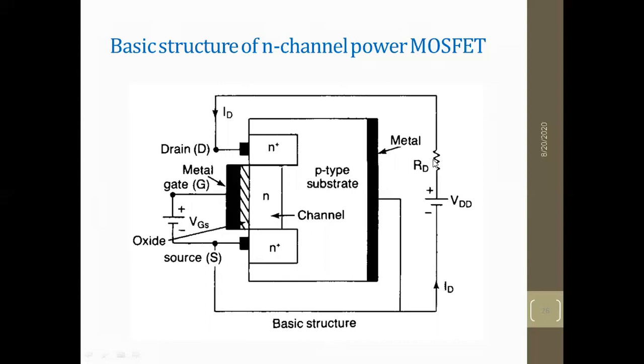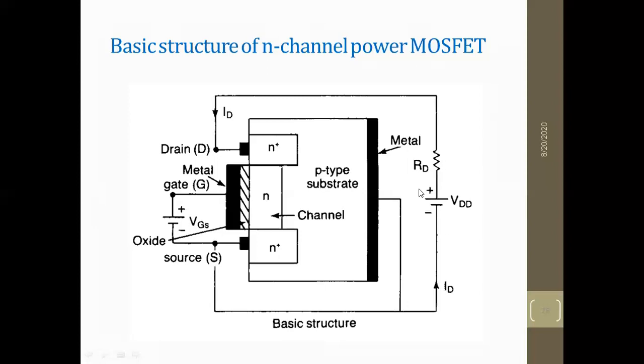There are two types of MOSFETs we have: the first one is the depletion type and the second one is the enhancement type MOSFET. This shows a depletion type MOSFET. What is the difference between the depletion type MOSFET and the enhancement type MOSFET?